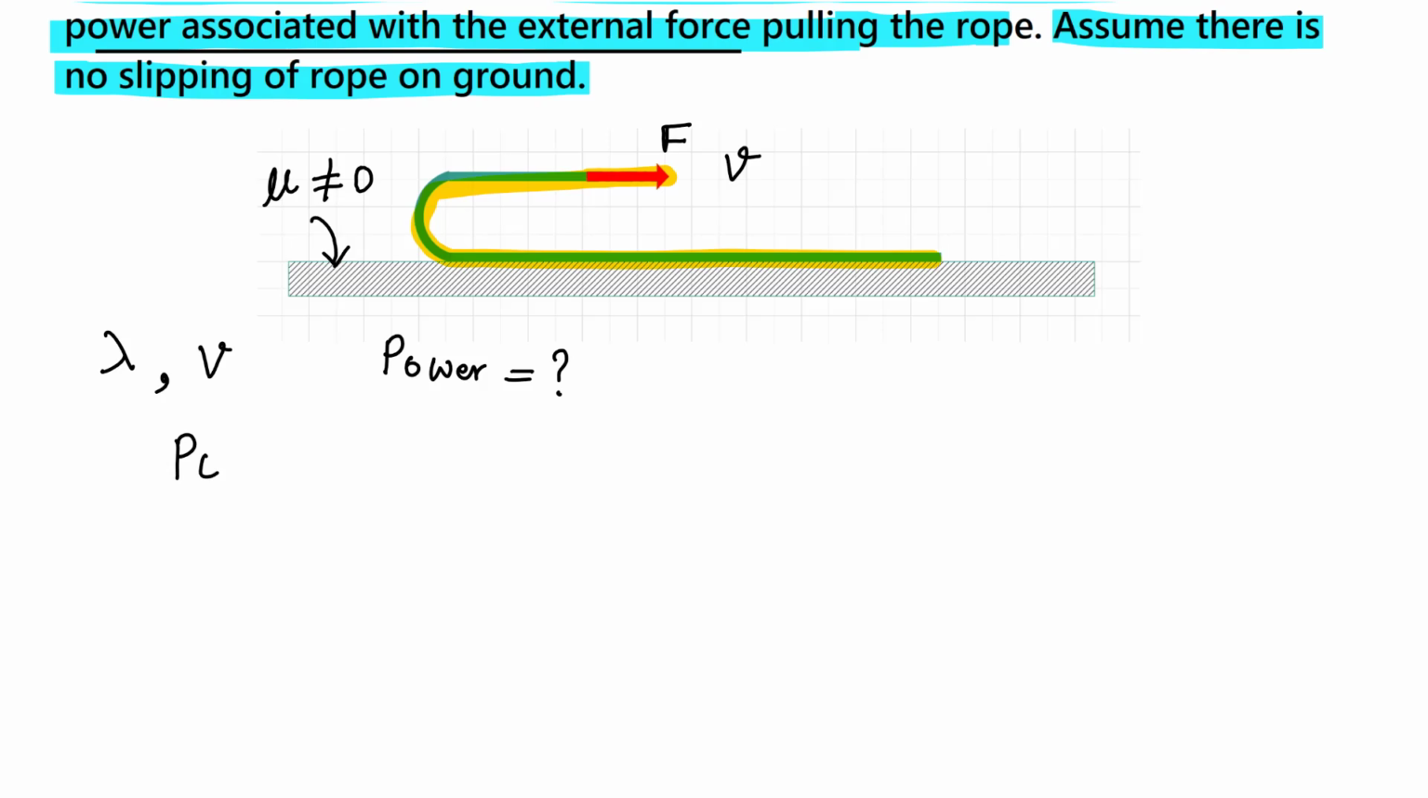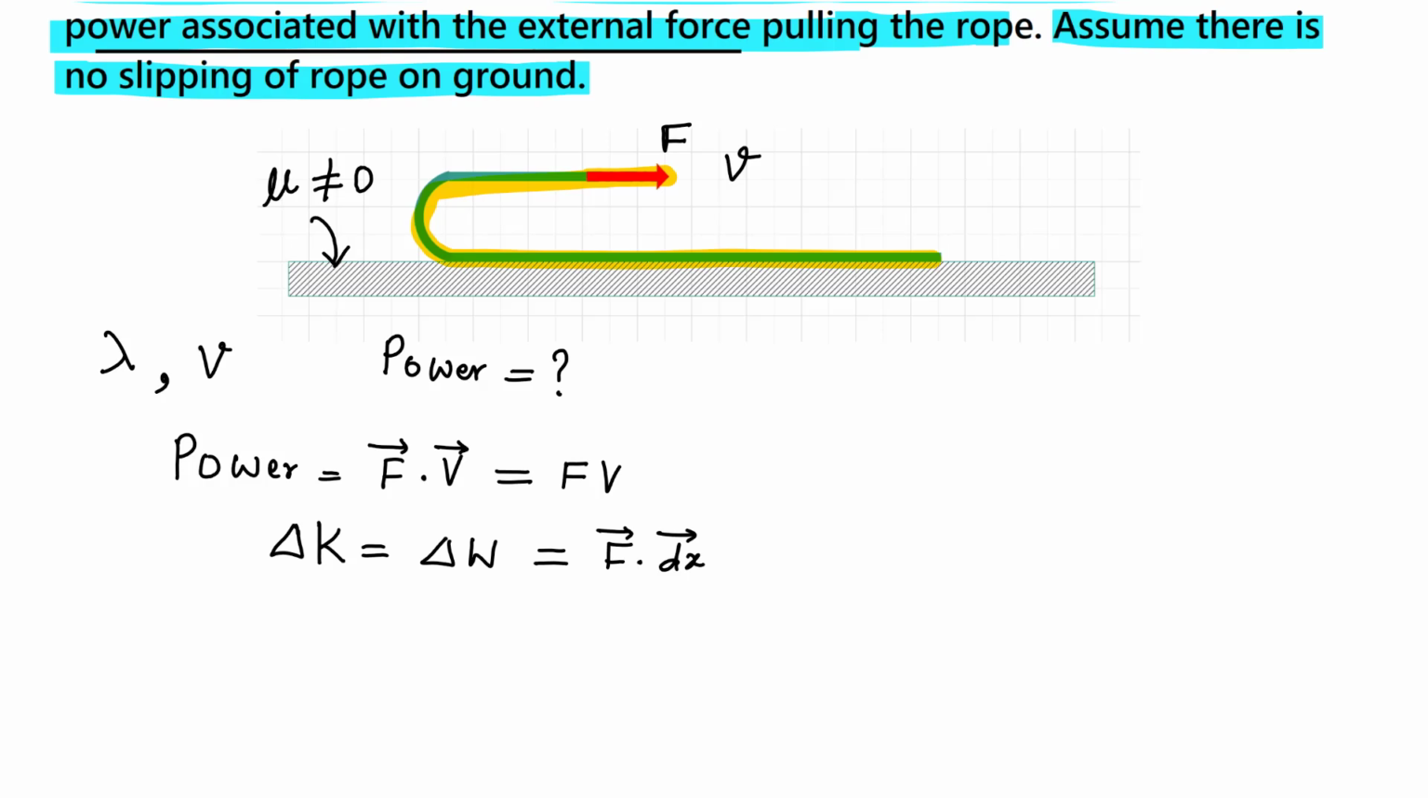If you remember, power is what? Power is nothing but F dot v. And in this case, force and velocity are both in the same direction, so I can simply write force times velocity is power. You also remember the work energy theorem, that the change in kinetic energy is equal to work done, delta W. And work done we can also write as F dot displacement, that is dx. Let us say in this case both are in the same direction, so I can simply write delta K is equal to F dx.